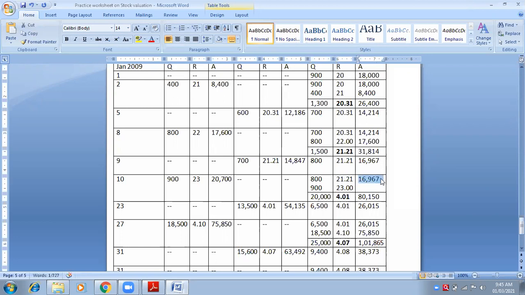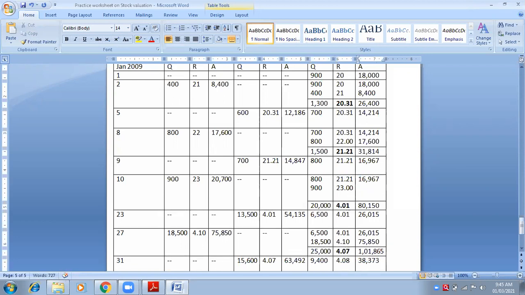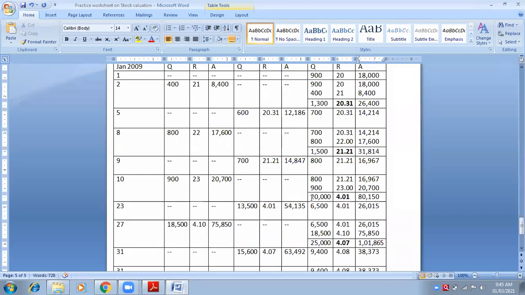That is 900, and the amount is 20,700. Now we will add both of them. 800 plus 900 is how much? 1,700. Very good. 16,967 plus 20,700.